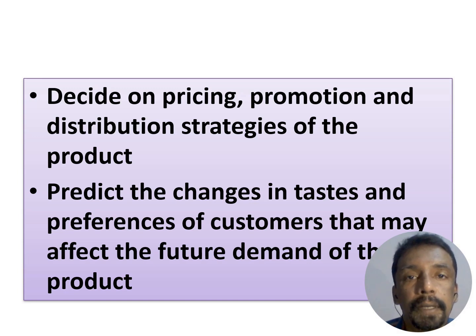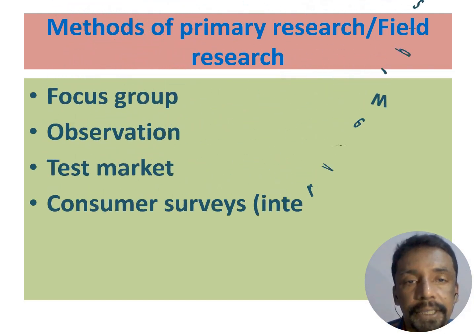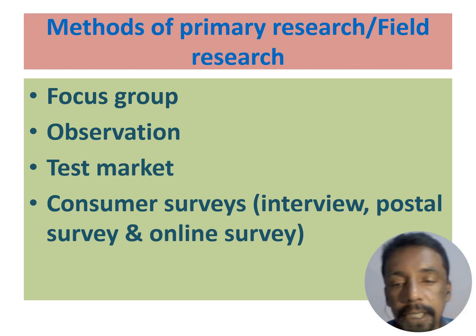Now, today, let's learn about the methods of primary research or field research. What are the different methods of primary research? Here you see four different methods. The first one is a focus group, second is observation, third is test market, and the fourth one is consumer surveys, which are interviews, postal surveys, and online surveys. Let's learn them one by one.